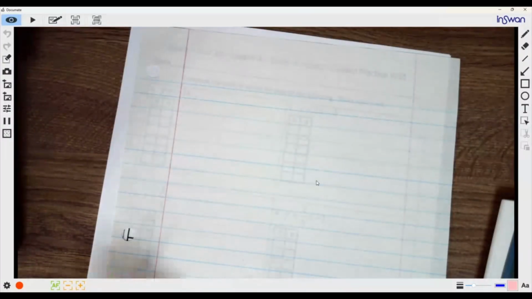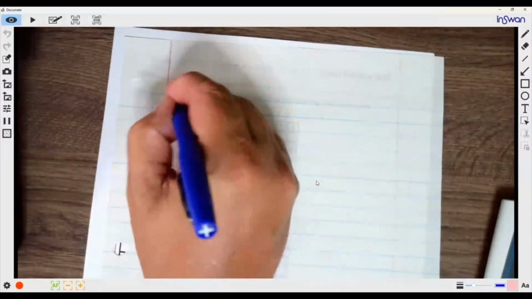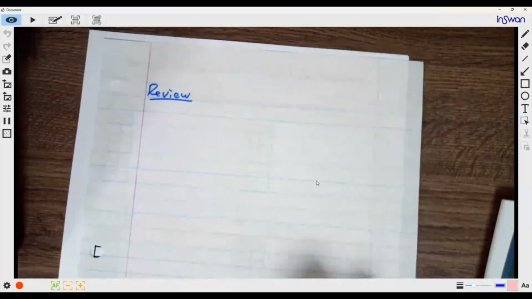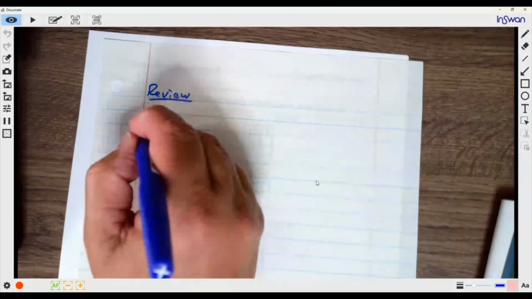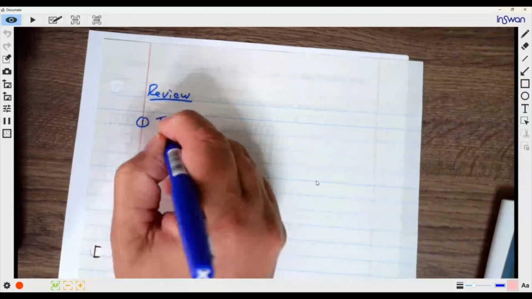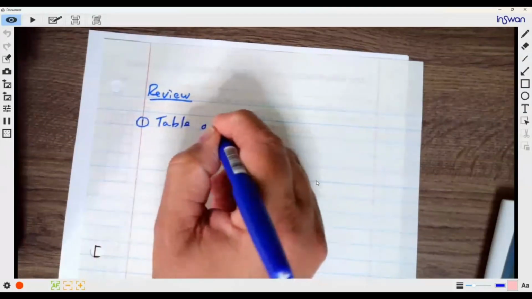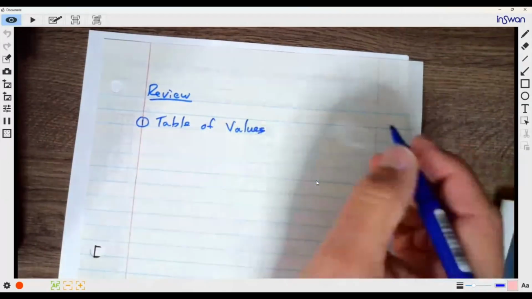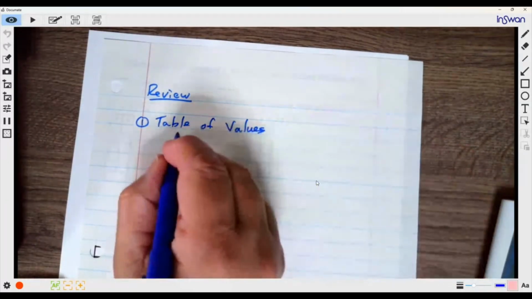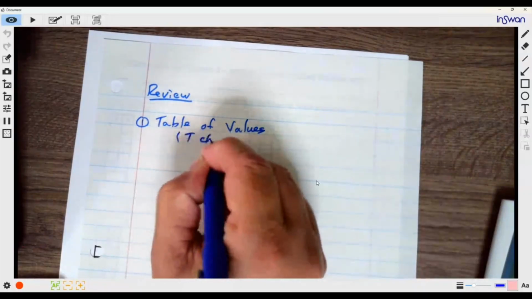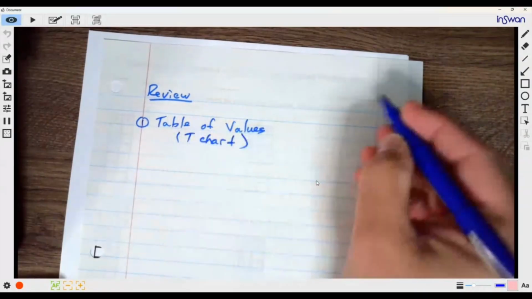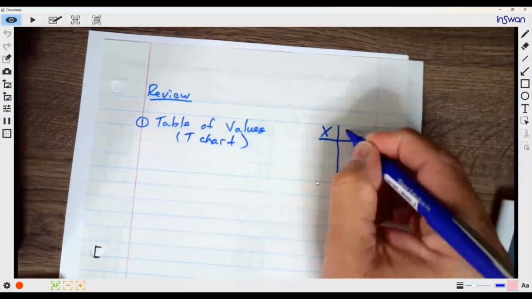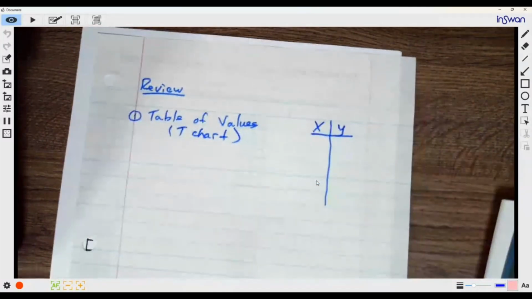Some review. On Tuesday, we talked about a very important concept called table of values. Almost sounds like a game show. Table of values. Some people also call it a T-chart, because it looks like that.